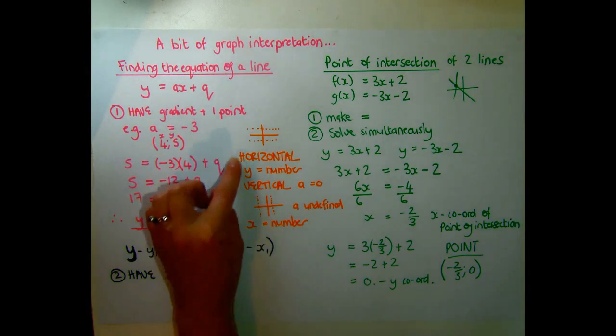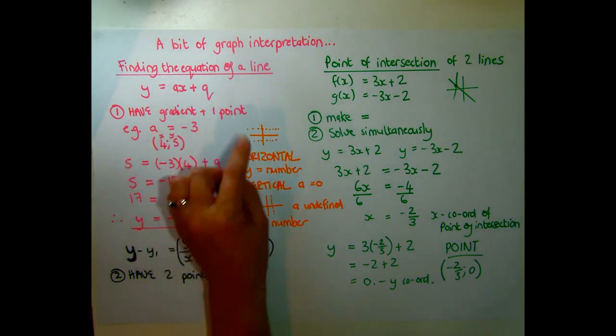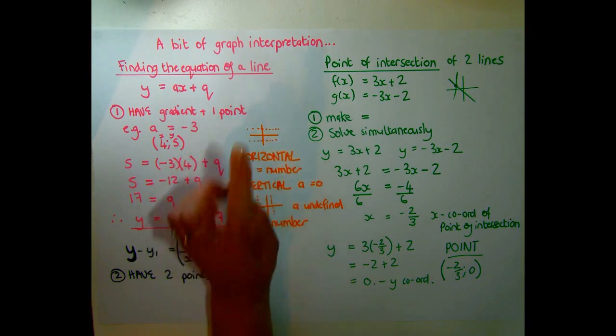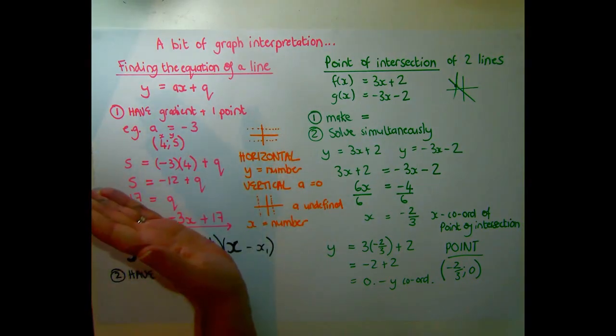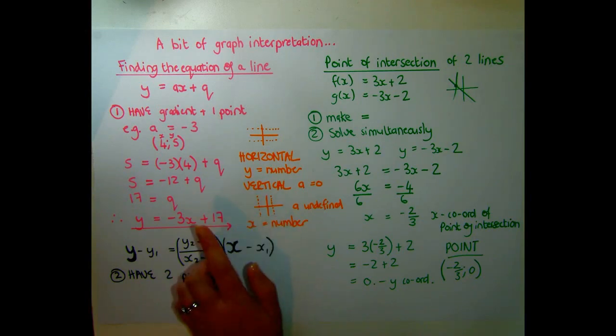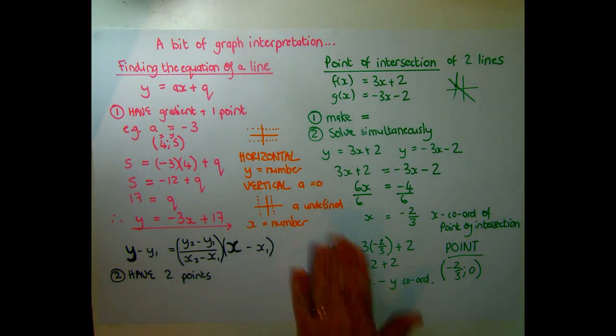Lastly, a horizontal straight line is one that goes y equals 5 or y equals negative 3 or something like that. It'll be a y equals number graph. It'll look like that, and no matter what the x value is, the y value will stay the same. The gradient is 0. For a vertical graph, it'll be an x equals number graph for the same reason. No matter what the y value is, the x will always be the same, and the gradient will be undefined.